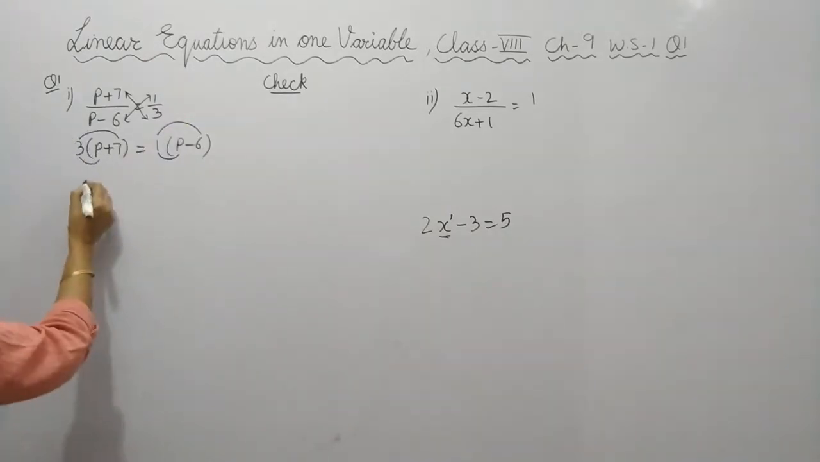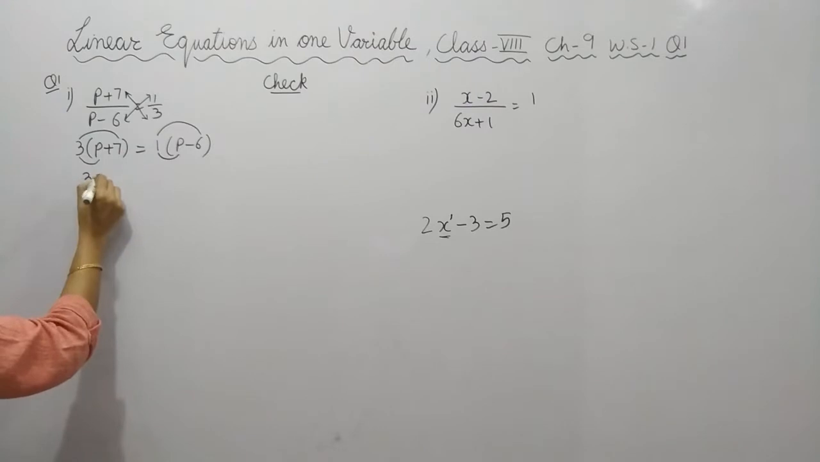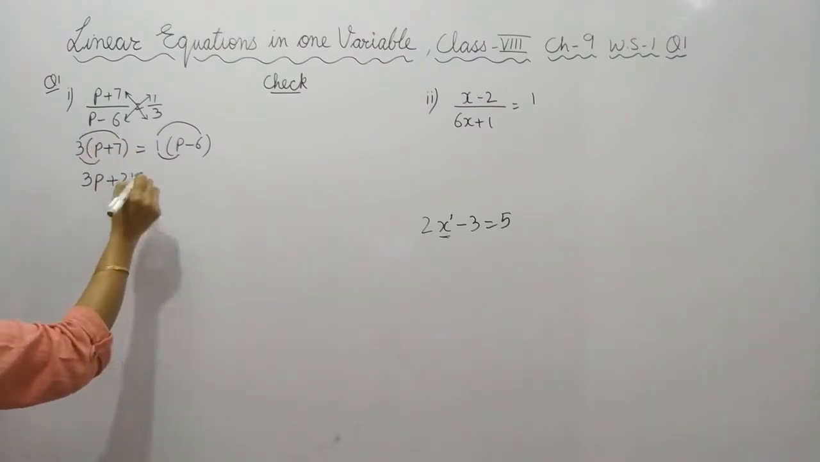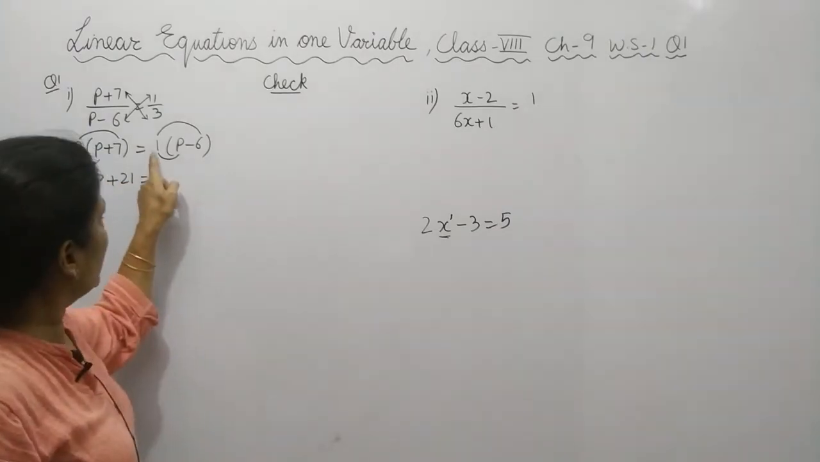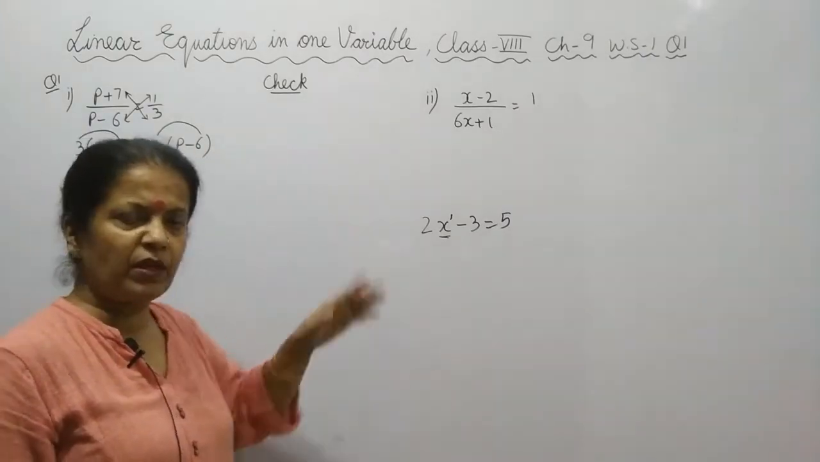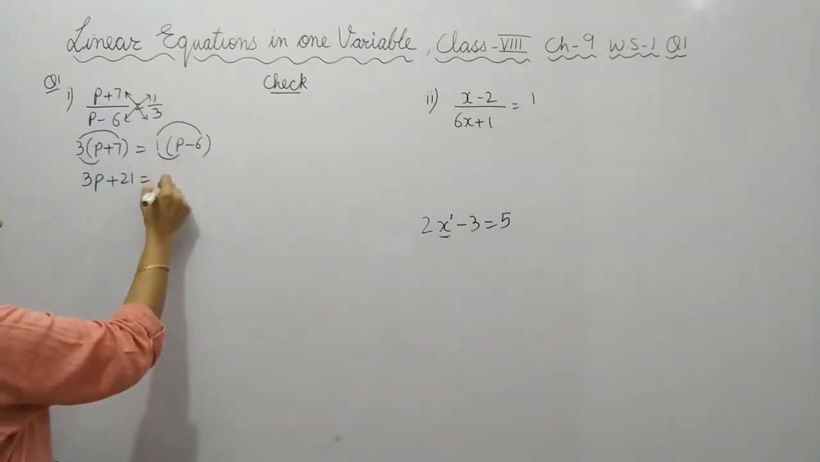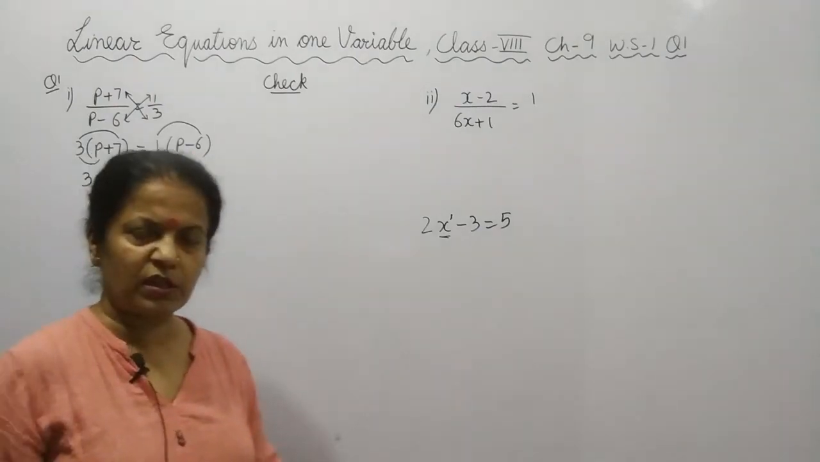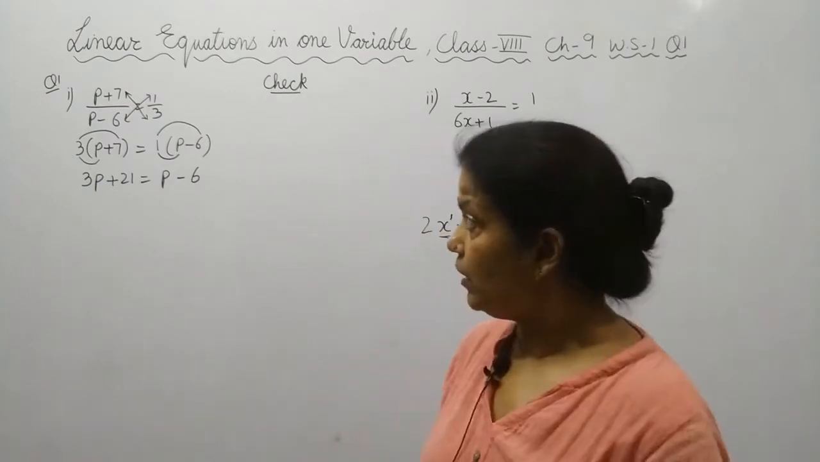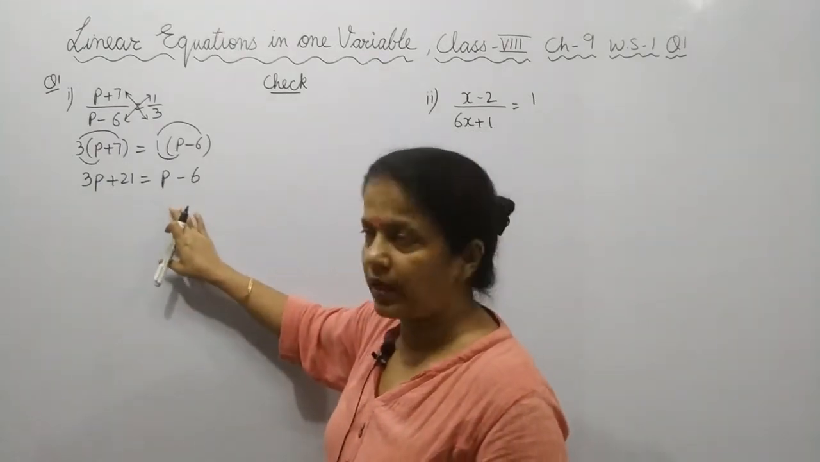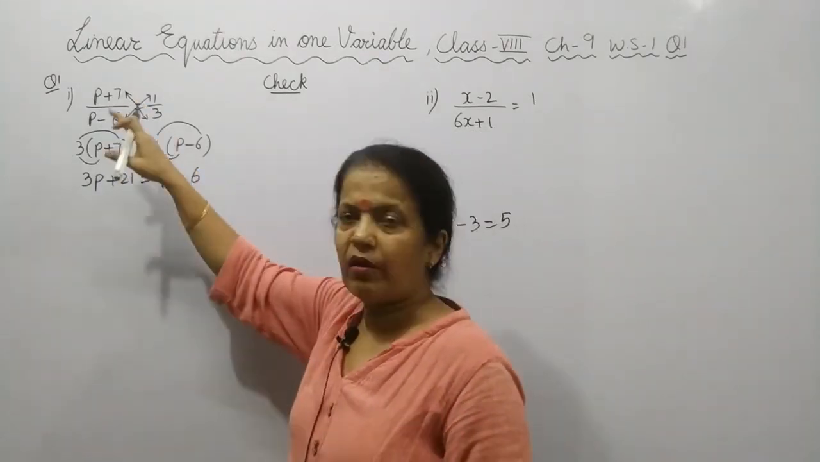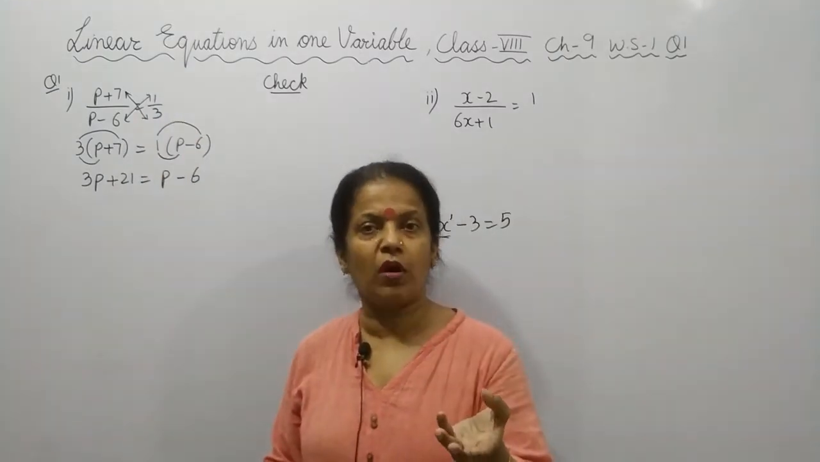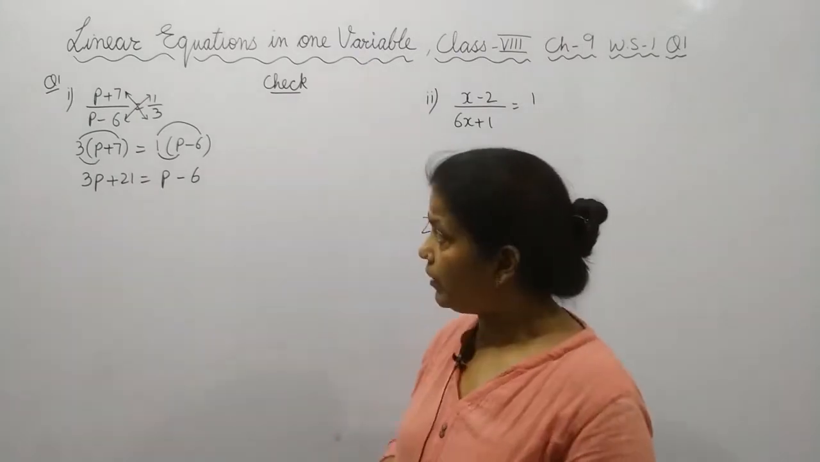So now we will multiply. It will come as 3p and 3 into 7, that is plus 21, equal. If you multiply 1 with p minus 6, so 1 into p is p, and 1 into minus 6 is minus 6. So this is the proper step to follow. Means you have to do the cross multiplication. Now you have to solve it. So how will you solve it?